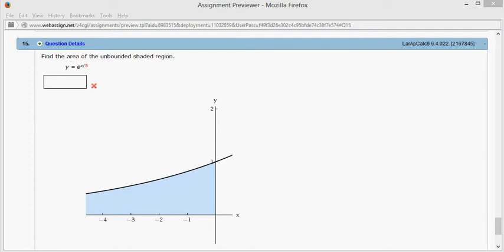Alright, let's look at homework 6.3, 6.4, problem number 15. We want to find the area of this unbounded region. This one goes to negative infinity, it just keeps on going. Alright, so let's do that.